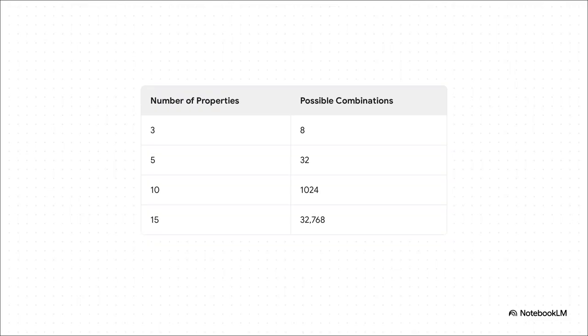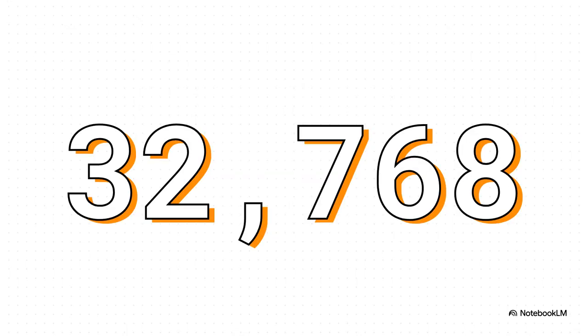Just look at how fast this gets out of hand. With just 3 add-ons, you have 8 possible coffees. Okay, that's fine. But what happens when we get to 10 options? Suddenly, you're looking at over 1,000 combinations. And if you offer just 15 different toppings, syrups, and shots, well, you're staring down the barrel of almost 33,000 different types of coffee. 32,000.